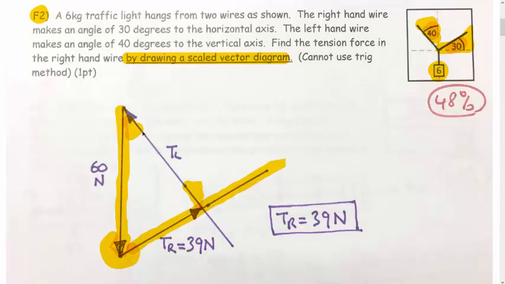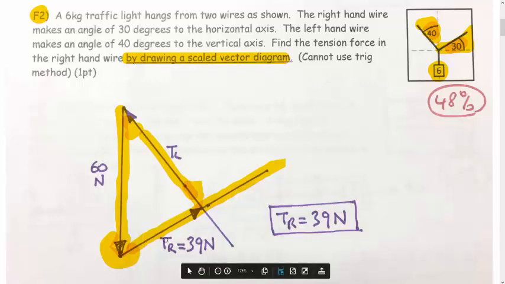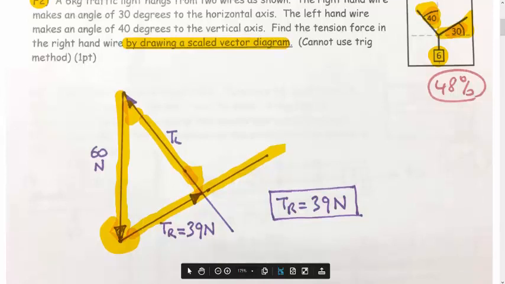Sorry, I've never used the pen like this, so I'm learning. Let's try this again. So I draw the line all the way back, and wherever these two cross is the end of one and the beginning of the other. So now I can measure this length for T right and convert it back using the scale, and I find it's 39 newtons. So you pick a convenient scale. You might say 1 centimeter equals 10 newtons, and just draw it to scale. So very good skill.